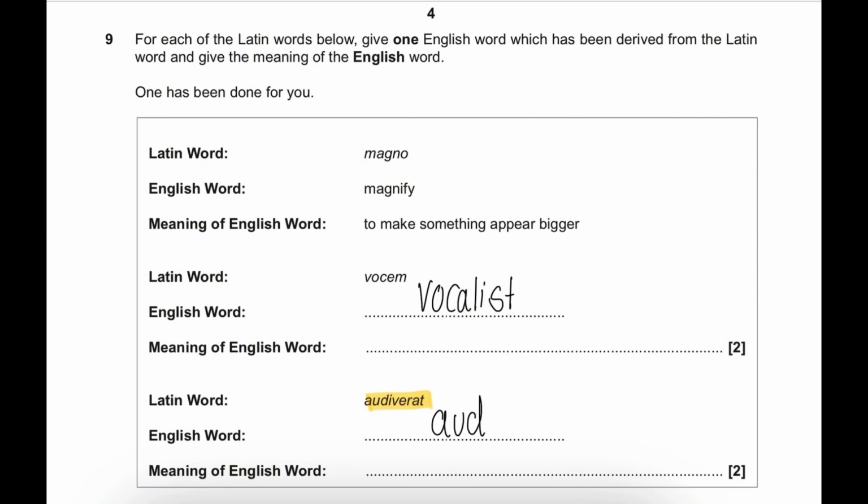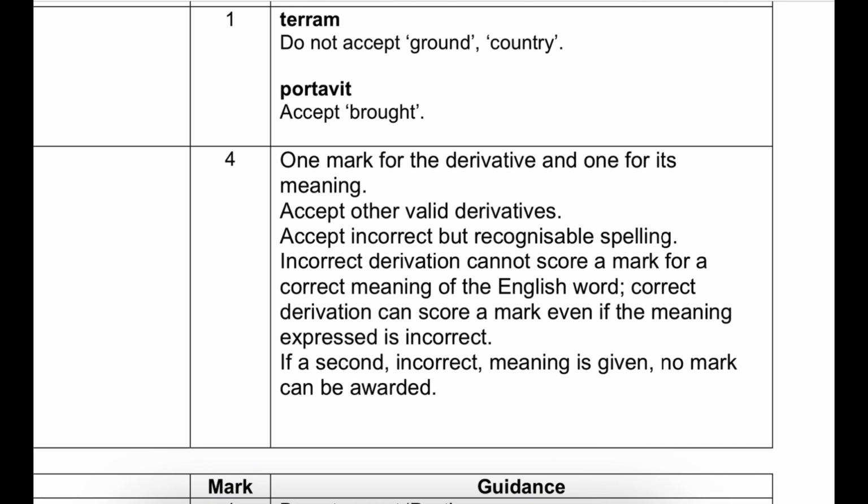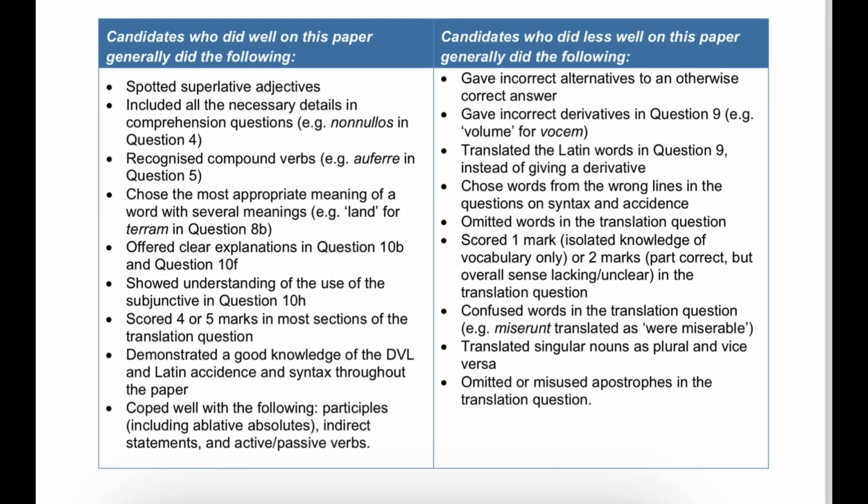As you can see in the mark scheme, they do accept other valid derivations. Common traps are revealed in the examiner's report. Some candidates put volume as a derivation of vocab, which has the first 2 letters but is incorrect. So do be careful and remember that the definition also has to be similar to that of the translated word.